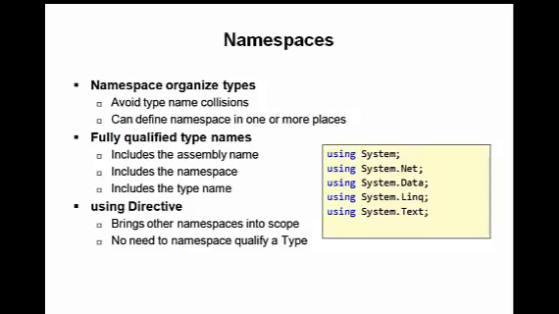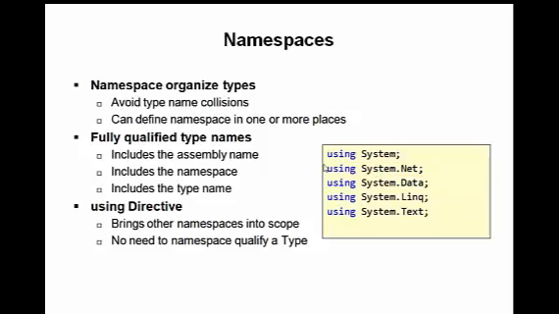The thousands and thousands of types that are in the .NET framework are all organized into namespaces. You can think of them as bins where types get placed into to give them a logical organization. For example, if you look at types that are defined inside of the System.Net namespace, you'll find types that are related to network communications. So socket types and things to deal with TCP IP addresses and DNS lookups.